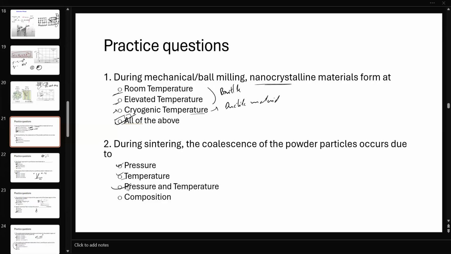Temperature itself, as you know, increases the diffusion. That increases the benefits of sintering. Whatever method, whatever process increases diffusion will benefit. Composition doesn't really change diffusion.